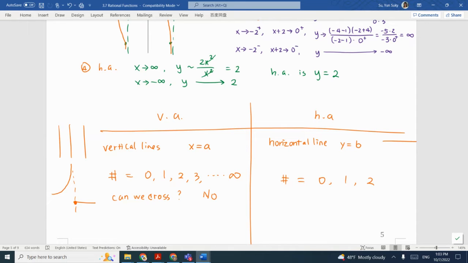So that is for vertical asymptotes. For a horizontal asymptote, yes, we can cross it. So the picture is like, okay, maybe we have a horizontal asymptote here, and the function is like this.